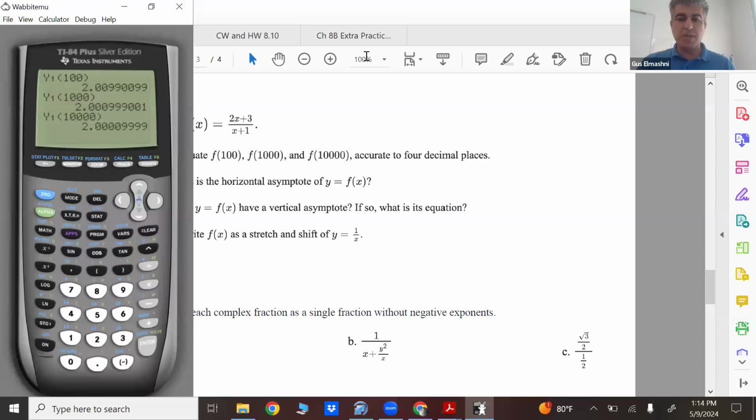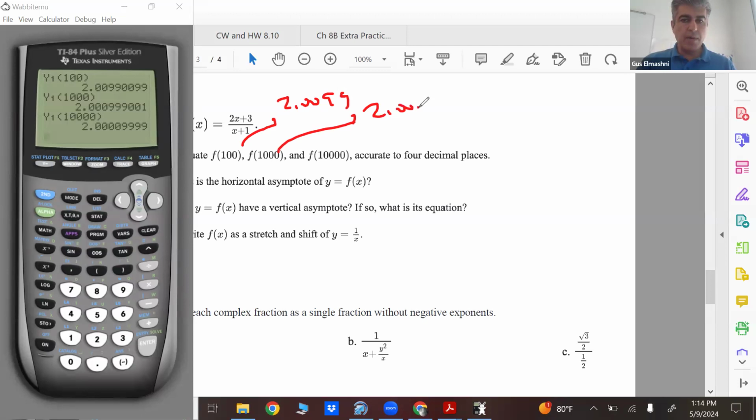So if I write the answers out, it's going to be 2.0099, 2.0009, and this will be 2.0001, I think. If I'm correct. Actually, no, this will be 2.010. Let me fix that really fast. There we go. So yeah, that's what's happening there.